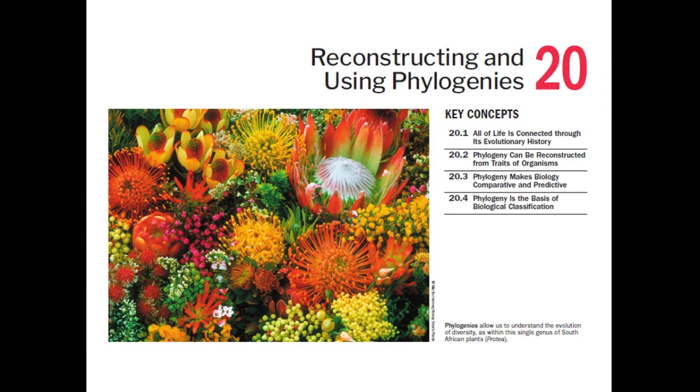Okay, so today we will learn chapter 20. The chapter 20 title is Reconstructing and Using Phylogenies. Chapter 20 is composed of 4 subjects, starting from the evolutionary history. Finally, we will learn the phylogeny. Okay.